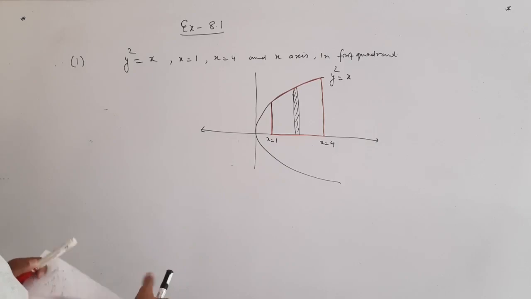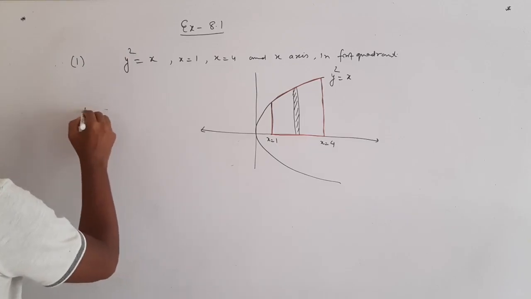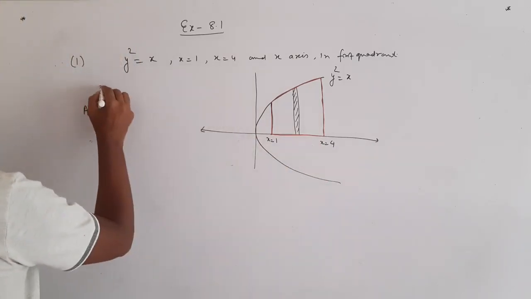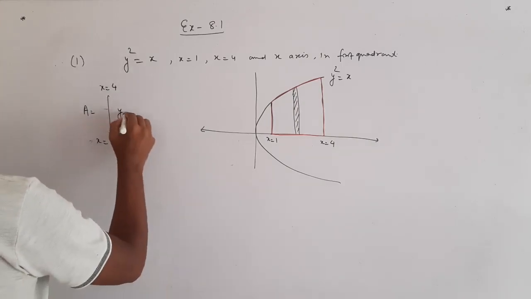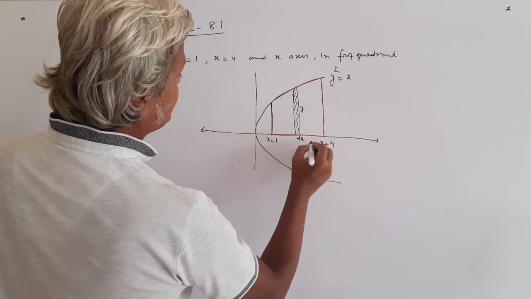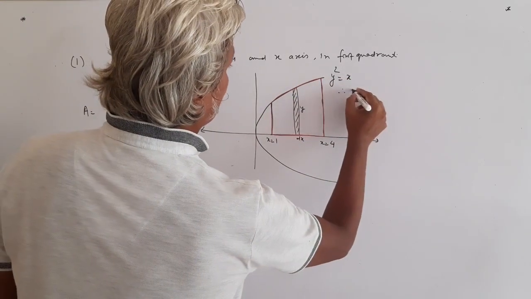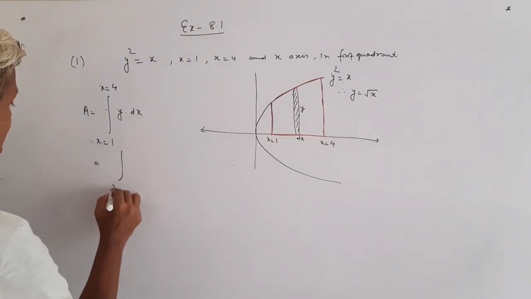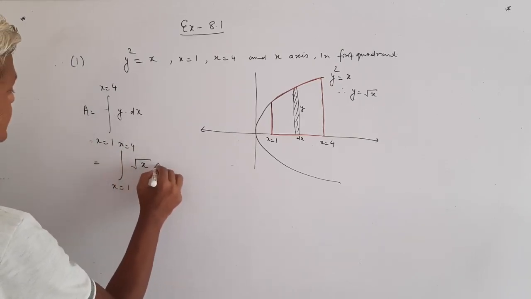So it is just like our formula we discussed before. Our strip will be moving from x equal to 1 to x equal to 4, and then here we have y dx, because this length is y and the width of the strip is dx. But y square is x, therefore y equals under root x. So this becomes integration from x equal to 1 to x equal to 4 of under root x dx.